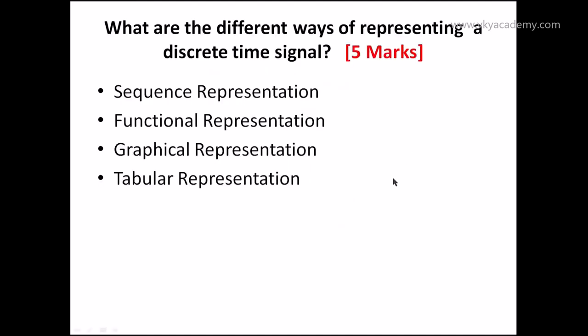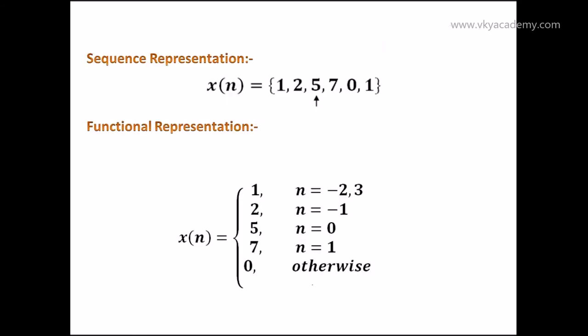Now coming to the topic, different ways of representing a discrete time signal. The first representation is sequence representation. So you can see this particular representation is called your sequence representation. X of n is equal to, under the curly bracket, 1, 2, 5, 7, 0, 1. So these are the samples, and depending on the arrow mark, we can locate the origin position. So this is my sequence representation.